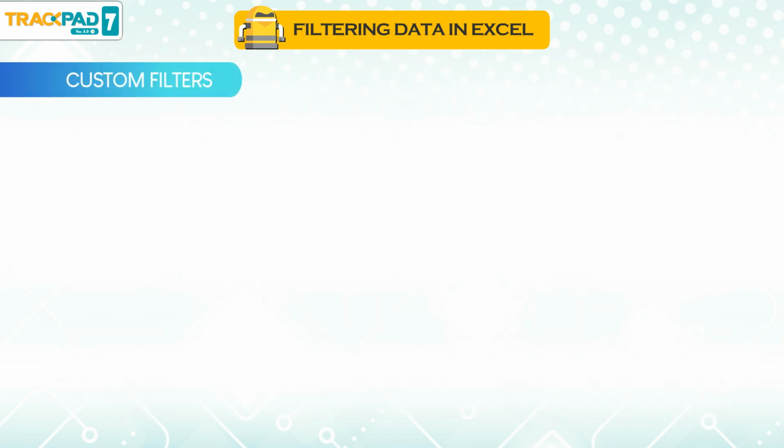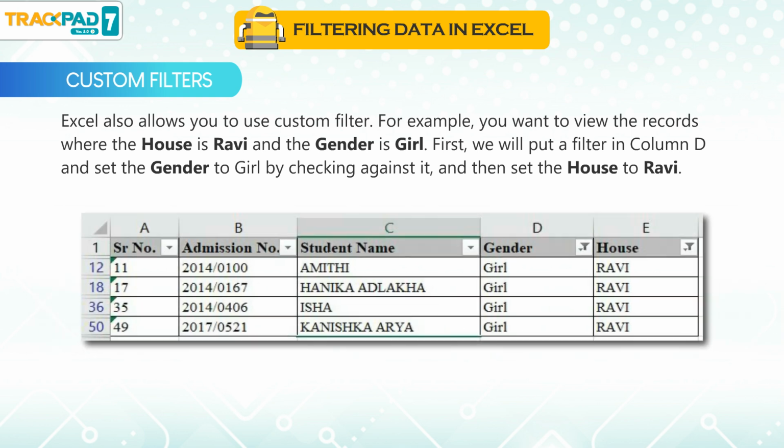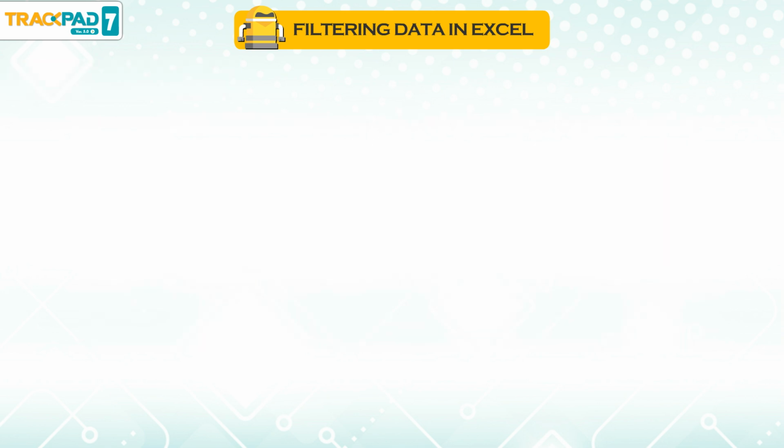Custom filters. Excel also allows you to use custom filters. For example, you want to view the records where the house is Ravi and the gender is girl. First, we will put a filter in column D and set the gender to girl by checking against it, and then set the house to Ravi.